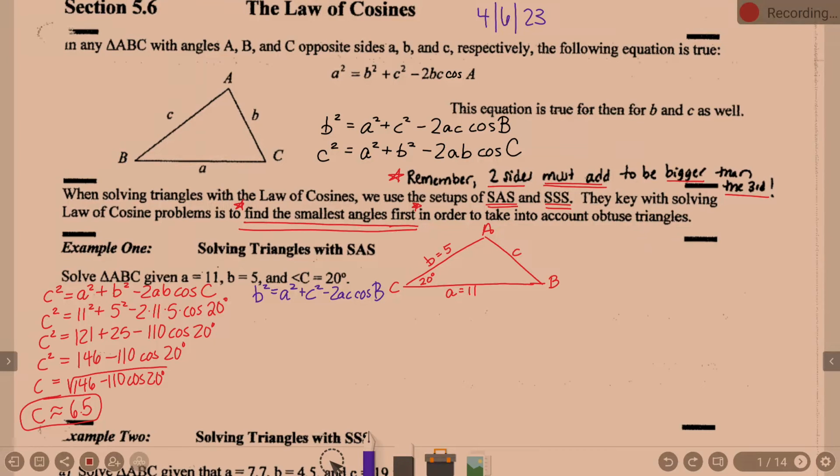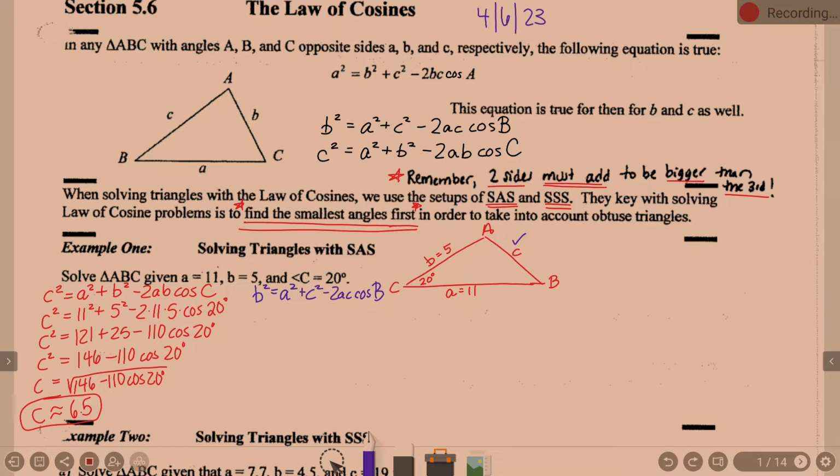5-6, we left off in the middle of example 1. If we review real quick, based on sides A and B and angle C, we found side C, right? And then, knowing side C, we have to find either angle A or angle B. Why are we starting by finding angle B?